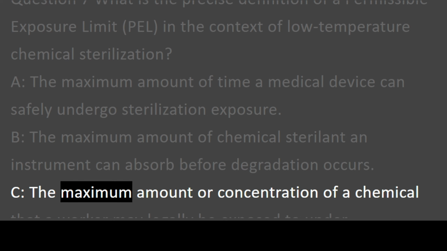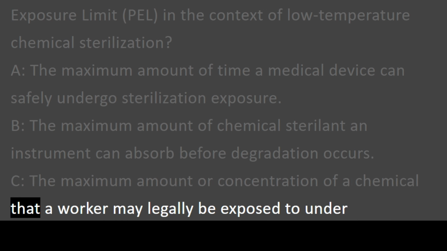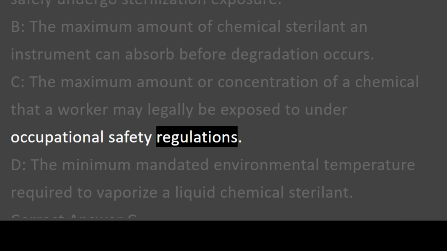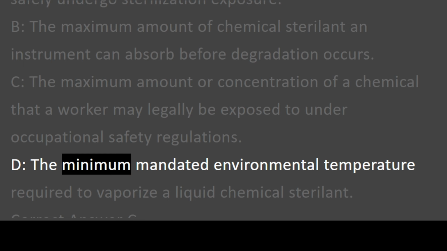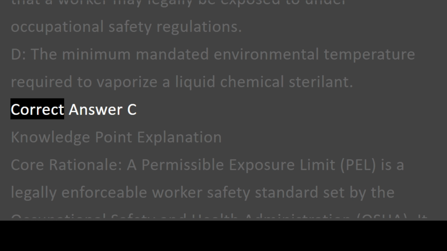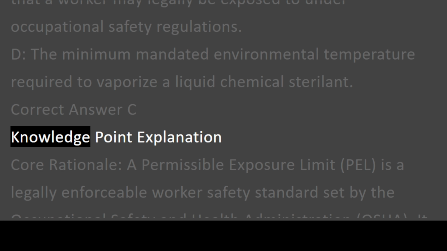C. The maximum amount or concentration of a chemical that a worker may legally be exposed to under occupational safety regulations. D. The minimum mandated environmental temperature required to vaporize a liquid chemical sterilant. Correct answer C. Knowledge point explanation.